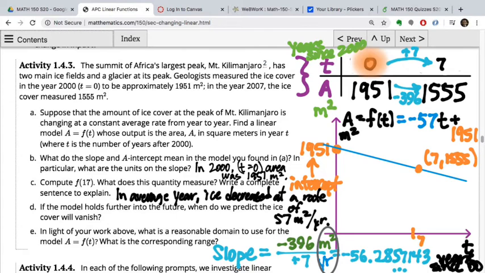All right, so last question I had before we move off of this one. How could we use this model to predict the vanishing of the ice cover? This is part D. A less formal way of doing this is saying, well, we start out in the year 2000 with 1,951 square meters of ice. And every year we're losing 57 of those square meters. So how many years is it going to take for all of the 1951 to go away? Just divide the two, 1951 over 57. It's going to take about 35 years for the ice cap to disappear.